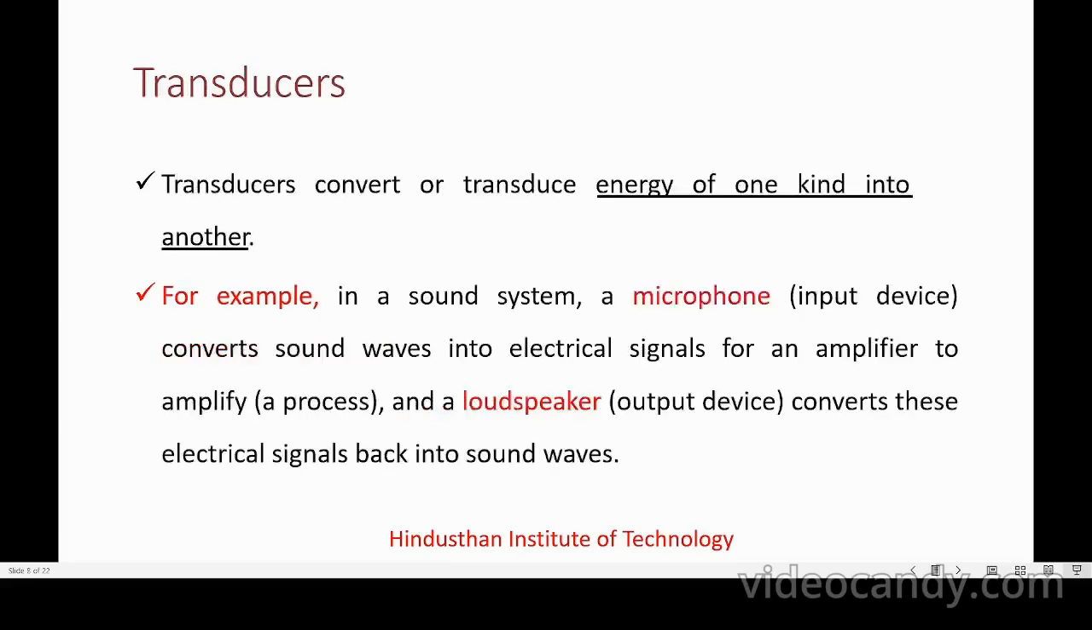Next one, transducers. A transducer will convert one form of energy to another form of energy. For example, in a sound system, there is a microphone. Microphone is also called an input device. This microphone converts sound waves into electrical signals. Then these electrical signals will be forwarded to the amplifier. So the amplifier will amplify the signal.